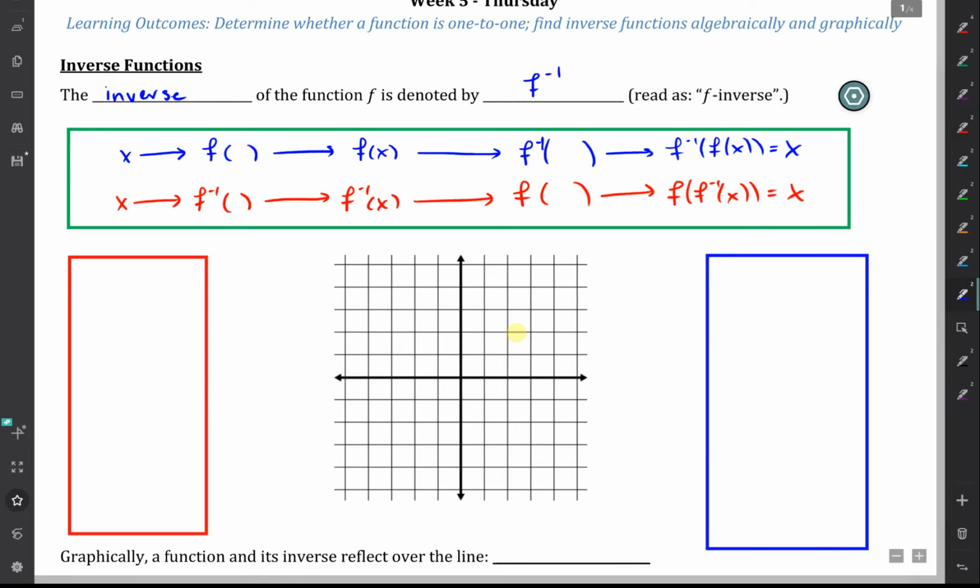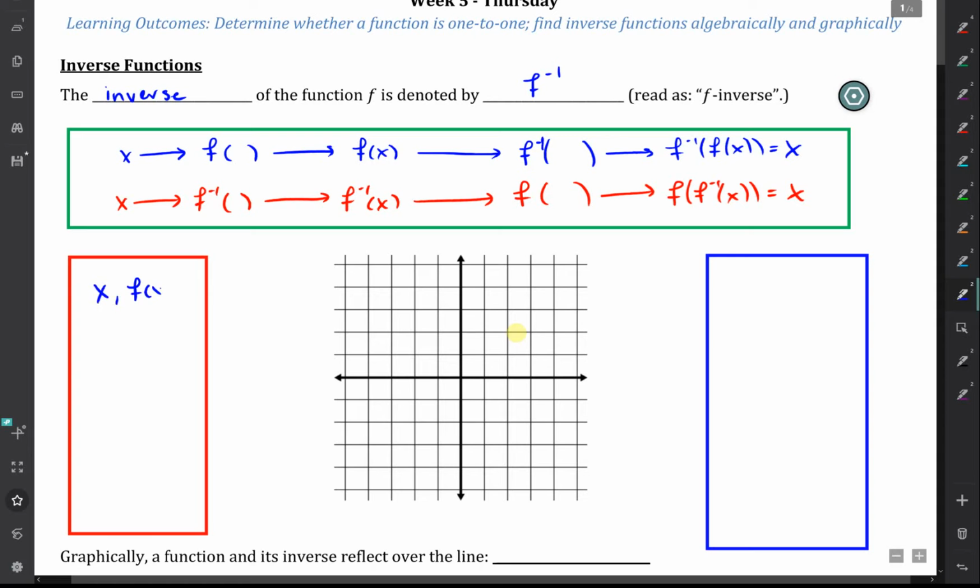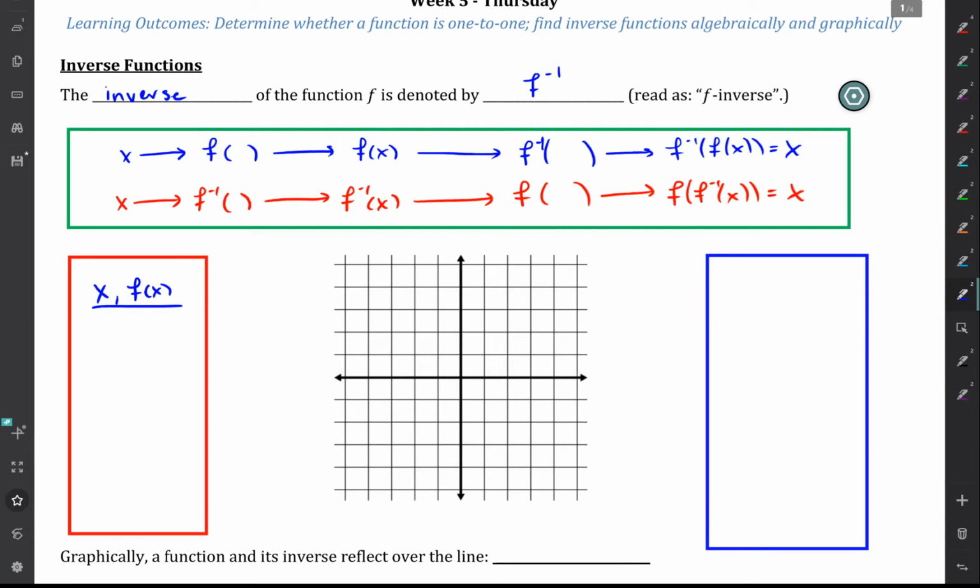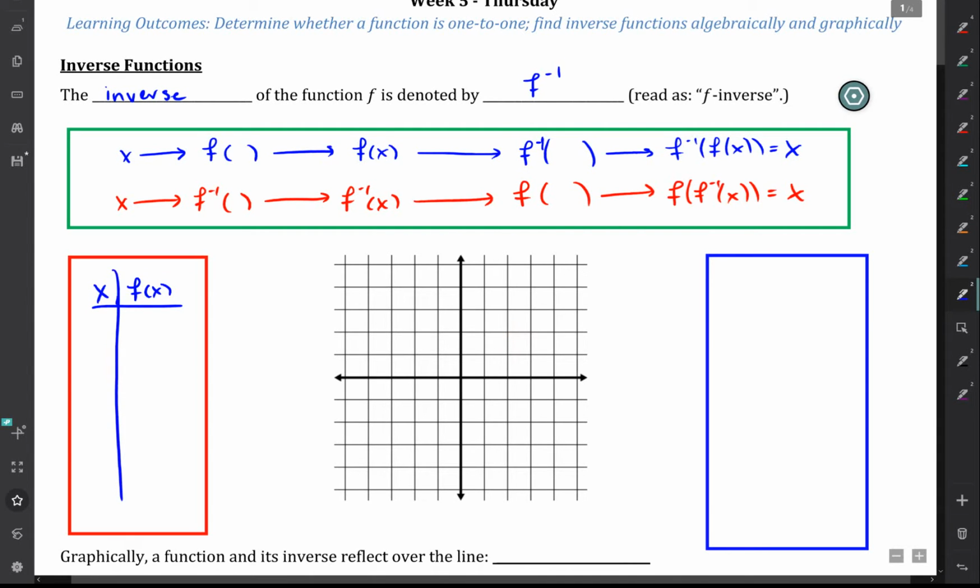So let me just pick some x values and some f of x values, and then we'll draw the f inverse function as well. Let's say that f is a function where if I stick in -2, maybe I get -1, and if I stick in -1, I get 0. And if I stick in 1, let's say I'll get 1. And let's say if I stick in 4, maybe I'll get 2.